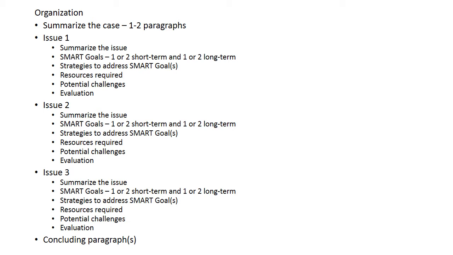You'll do this for each issue. Issue 1, summarize SMART goals, strategies, resources, potential challenges, evaluation. Issue 2, summarize SMART goals, strategies, etc. And then issue 3, etc. And in the end, have a concluding paragraph, perhaps that states what you hope to accomplish in your first year or two as administrator. This is an ideal organizational layout because everything is aligned, everything is measurable, and everything is very thought out.